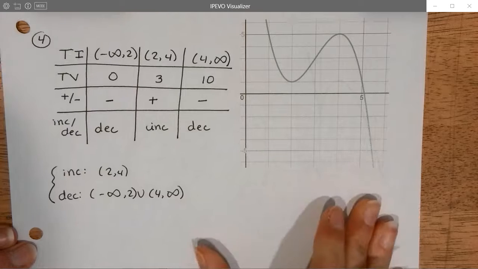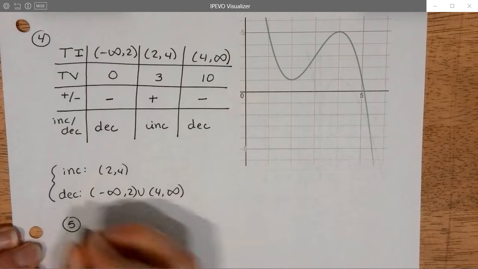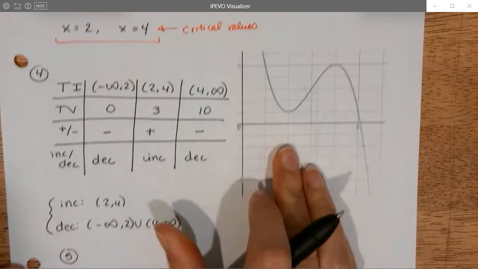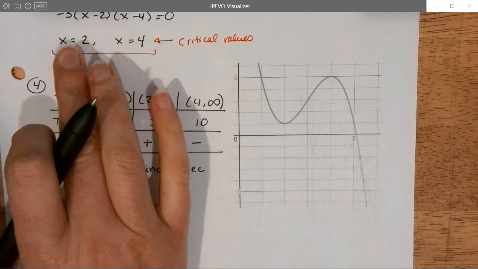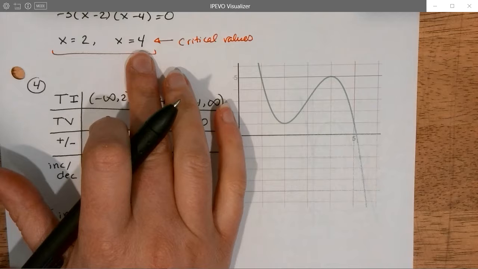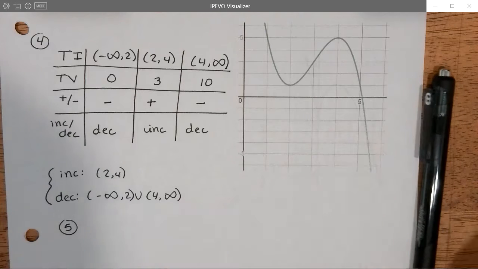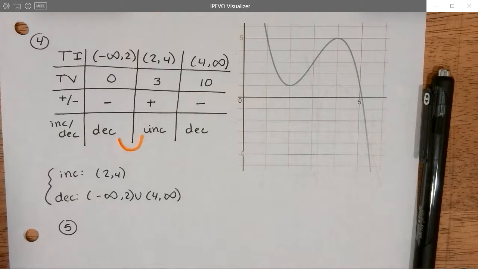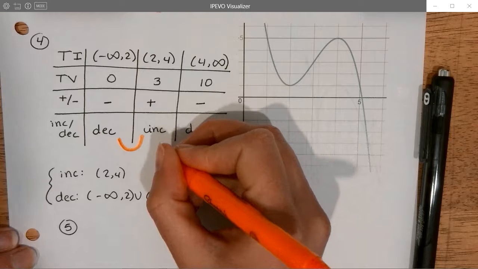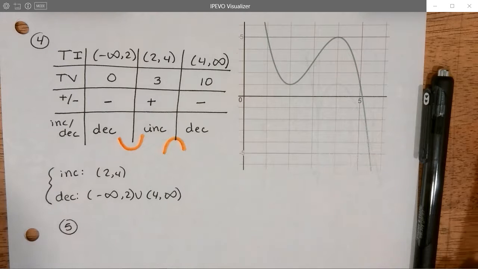All right, now we're ready for step 5. And step 5 is classifying those critical values. So we had our 2 critical values up here at 2 and 4. And we just want to classify them as whether they are maxima or minima. So we know that we change from decreasing to increasing, down to up. So at 2, there's going to be a minima. Then we change from increasing to decreasing at 4. So 4 is going to be a maxima.